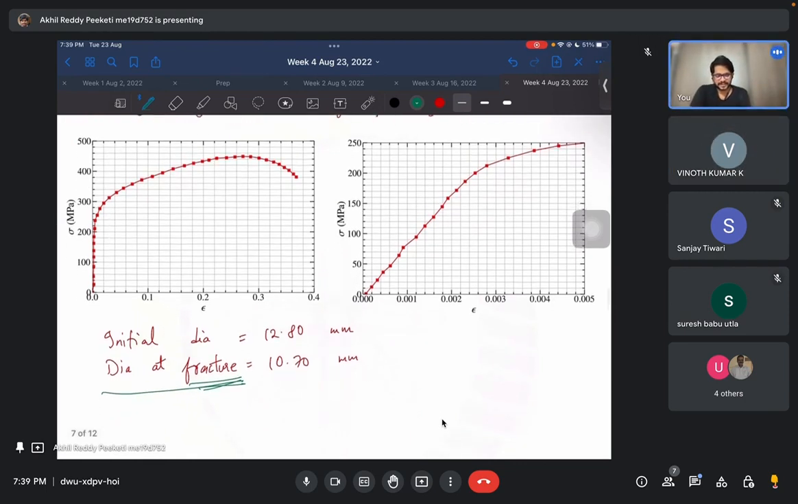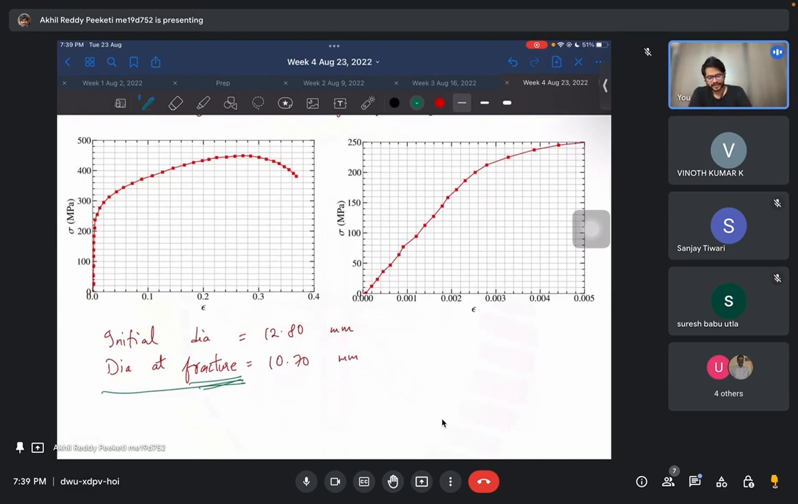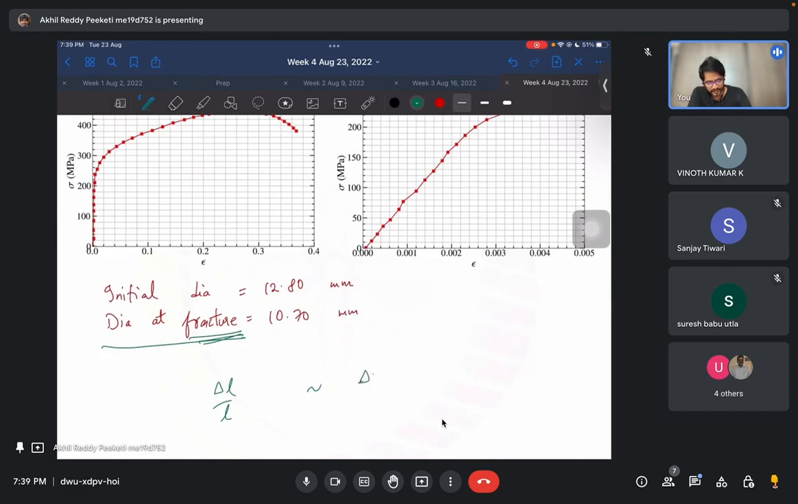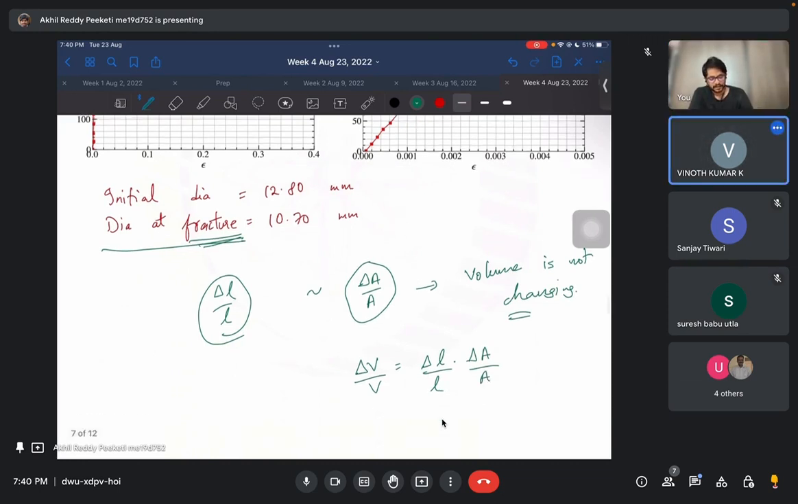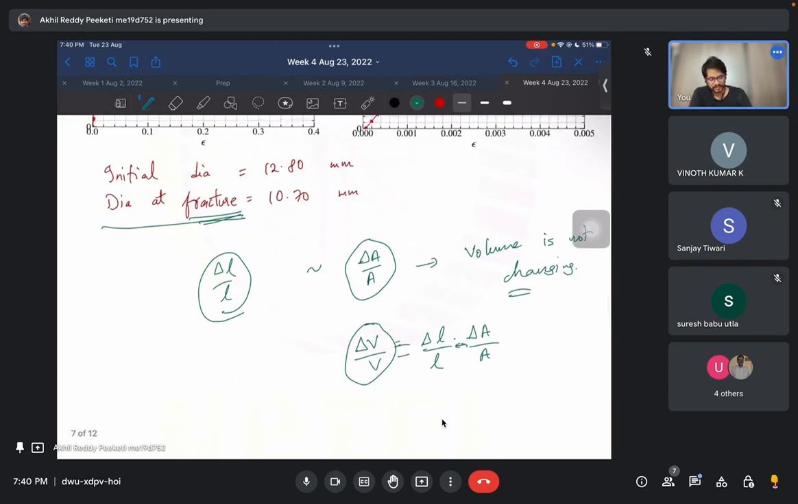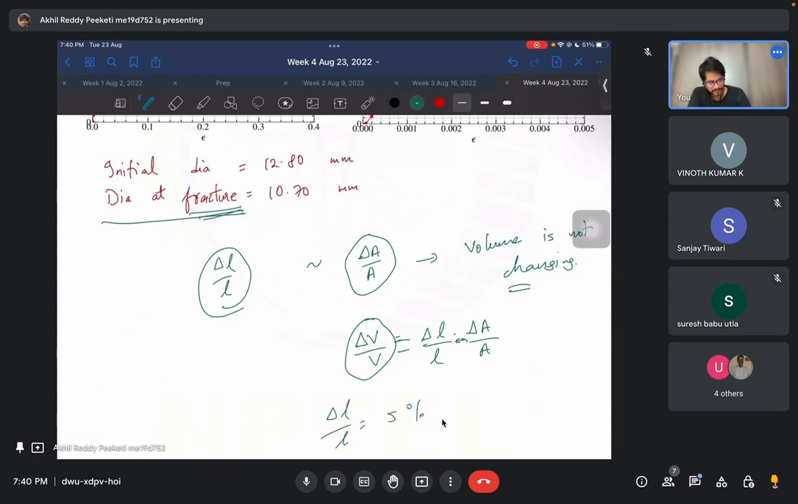So why do you think it's yes? Because you're expecting, if you know the delta L by L, you would know the delta A by A, right? Yeah. But this relation holds basically because volume is not changing. So in this case, delta V you can write as delta L into delta area, right? Now this is not changing, so these two are related. So let's say delta L by L is 5%. Now delta A by A should compensate for this delta L by L, so that there is no change in volume.